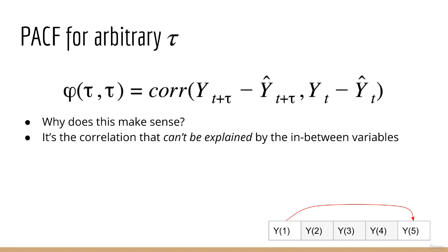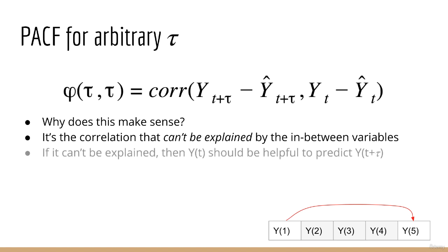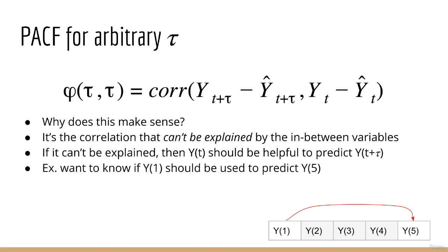And of course, that makes perfect sense for choosing the order p in an autoregressive model. If the PACF is non-zero, that means there is a significant correlation that cannot be explained by the in-between variables, and therefore, we should include this correlation in our final autoregressive model. So just to put some real numbers to this, suppose that we want to know if y1 is helpful in predicting y5. Obviously, the same question applies to y2 and y6, y3 and y7, and so forth. This is because we assume our signal is stationary, and therefore any autocorrelations only depend on the time difference. But let's stick to y1 and y5.